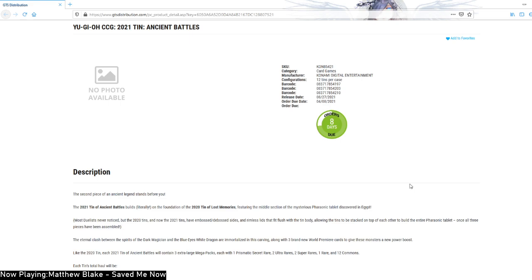Never heard of it. Here's more Duel Monsters. You guys want Duel Monsters, right? Buy some Duel Monster cards. Yeah, disgusting. Most duelists never noticed. Yeah, of course. People that actually play the game don't notice this yet.